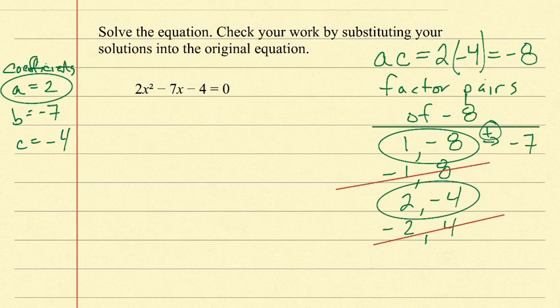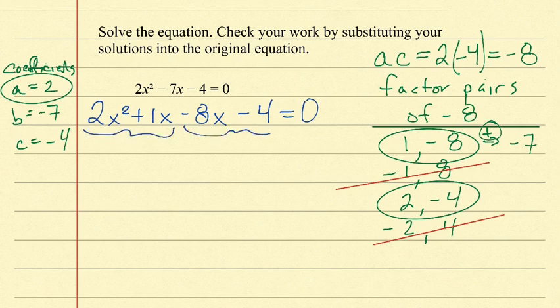So, I'm going to break my linear term into two terms. My quadratic is untouched. My linear term now becomes 1x and negative 8x. And my constant term is untouched. And I'm going to look at that pair of terms and that pair of terms, and I'm going to find the greatest common factor of each of those.